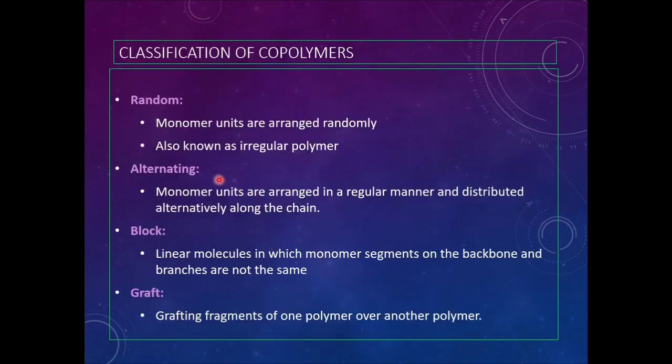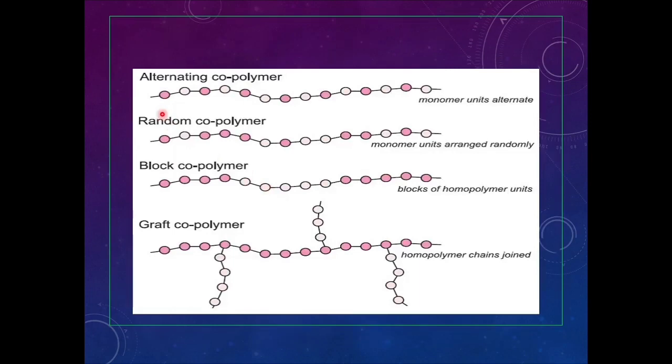Second one, alternating. Monomer units are arranged in a regular manner and distributed alternately along the chain. So here you can see the arrangement of monomers will be in a regular manner, but the monomer units will be alternate.